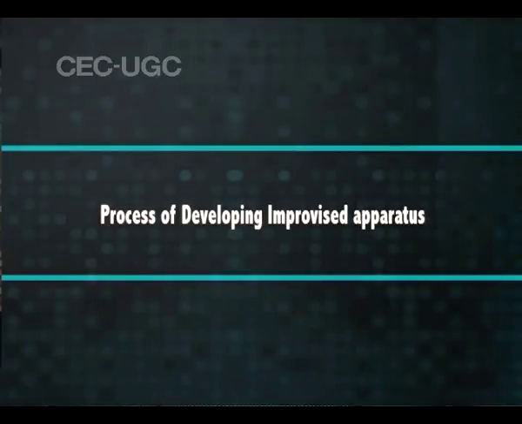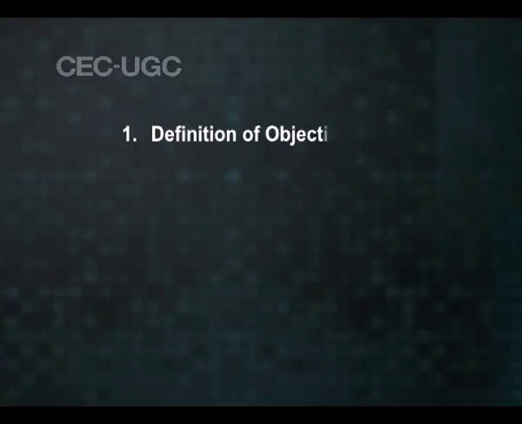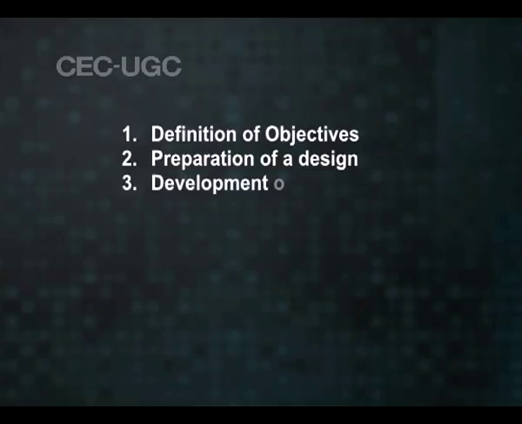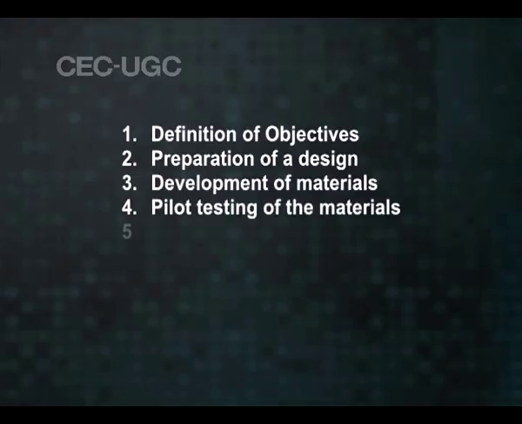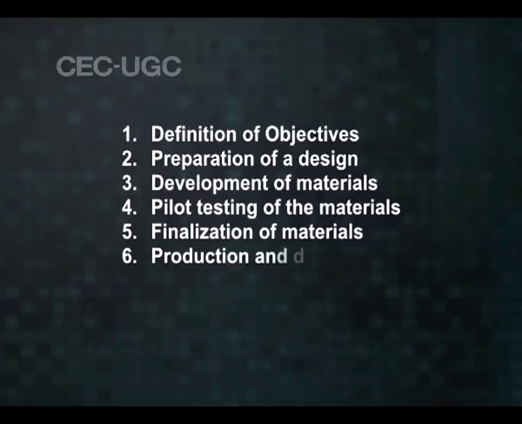Process of developing improvised apparatus. The different steps involved in the process of developing improvised apparatus are: first, definition of objectives, preparation of a design, development of materials, pilot testing of the materials, finalization of the materials, production and distribution. Now let us summarize the session.